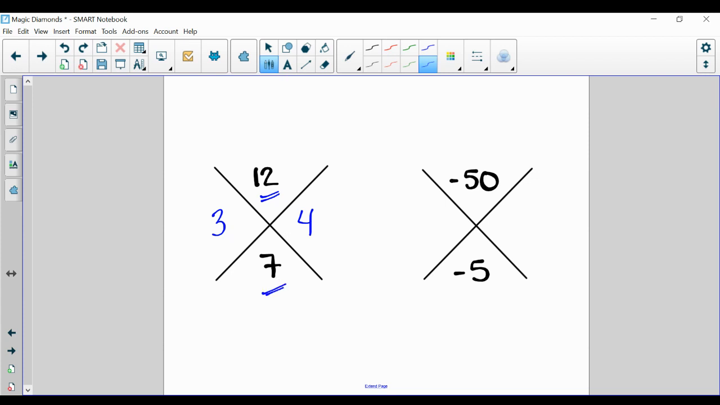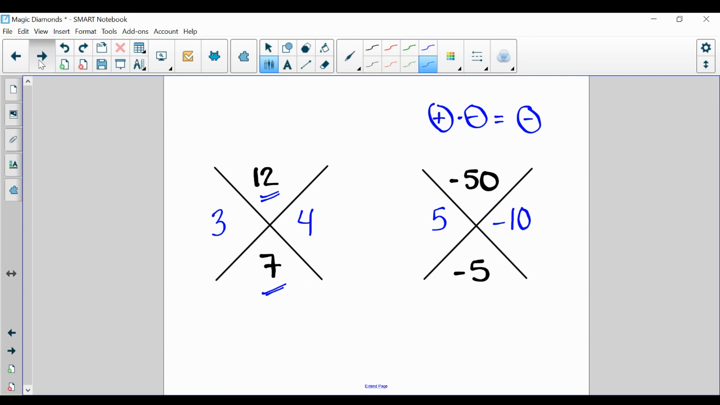I just want to say now that as we go through these next examples, you're welcome to pause the video at any time and see if you can figure out the number puzzle on your own before I get to it. So this next one, -50 and -5. You'll notice here we have negative numbers involved. I know that I have a negative sum and a negative product. Well, the only way that we can get a negative product is by multiplying a positive by a negative. So I know that one of my numbers here is going to be negative and the other is going to be positive. Well, in order to multiply to -50 and add to -5, I know I'm going to have -10 and +5.